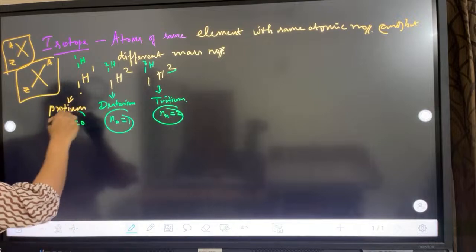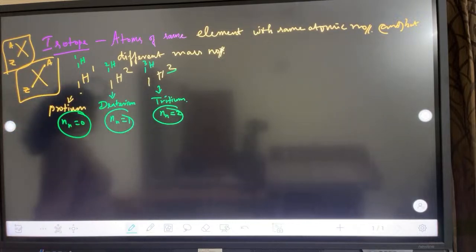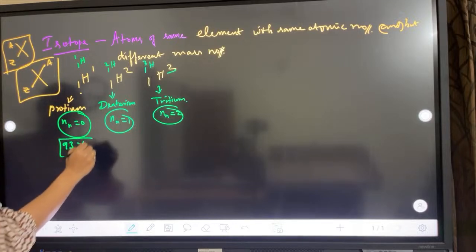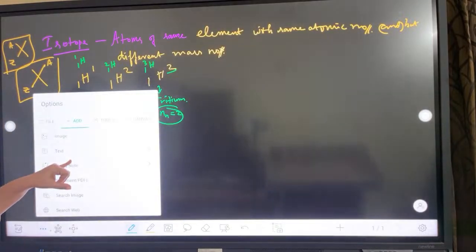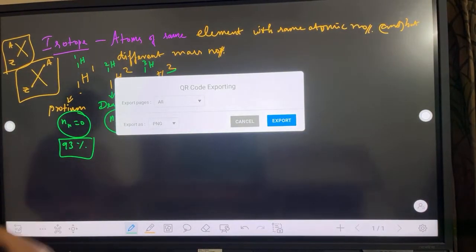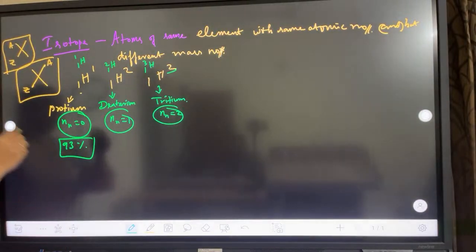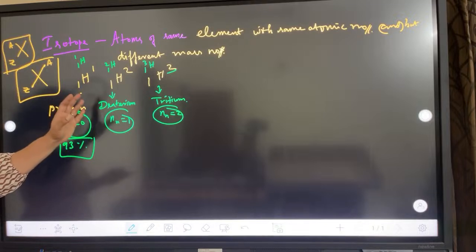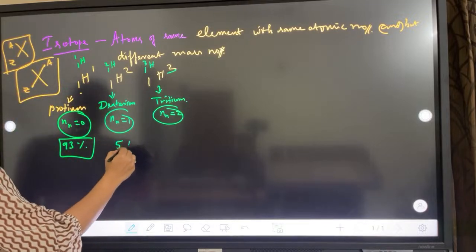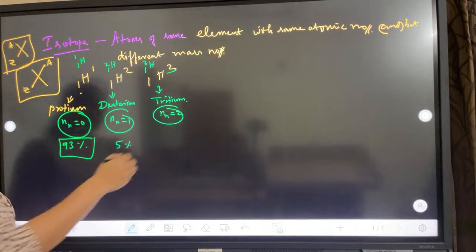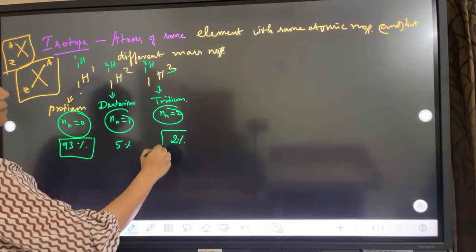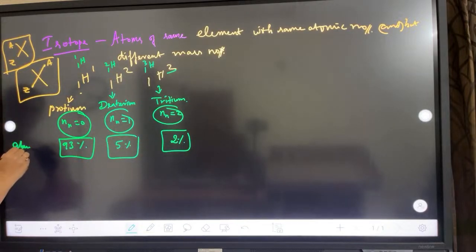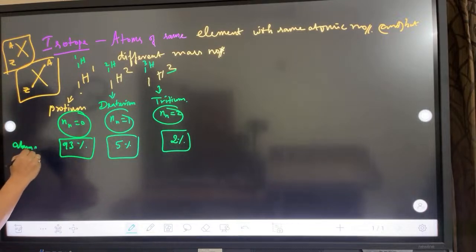Like this, it is existing in nature. Actually speaking, protium is at 93%, approximately I am saying. So it says about the abundance of the element. 93% means 93% of our Earth's atmosphere consists of protium alone. Understood? Only 5% consists of deuterium, and 2% consists of tritium. This is all about the abundance of the element. I am just giving approximate values.